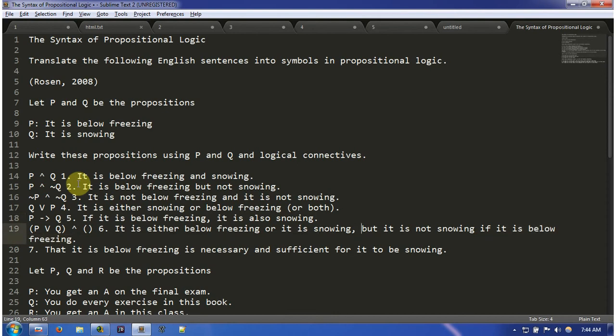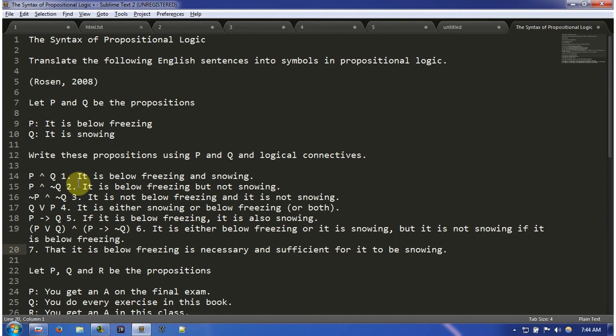This is the one that we would convert to a symbol after the arrow. So first we just write, it is below freezing. If it is below freezing, then it is not snowing. So that's number 6.